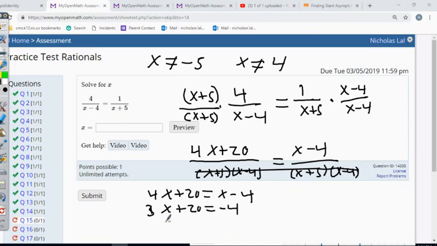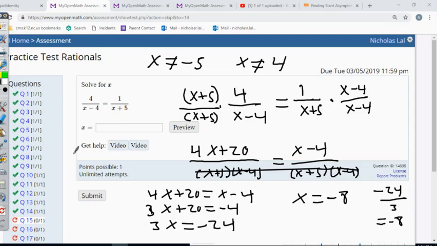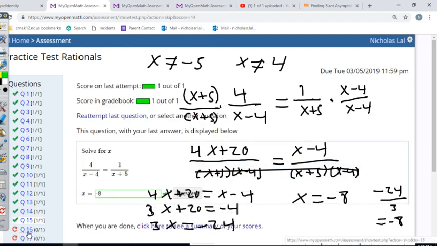Subtract x from each side. 3x plus 20 is equal to -4, so 3x is equal to -24. Divide each side by 3. X is equal to -8. -24 divided by 3 is equal to -8. So our solution is -8. That's not restricted. Got it right.